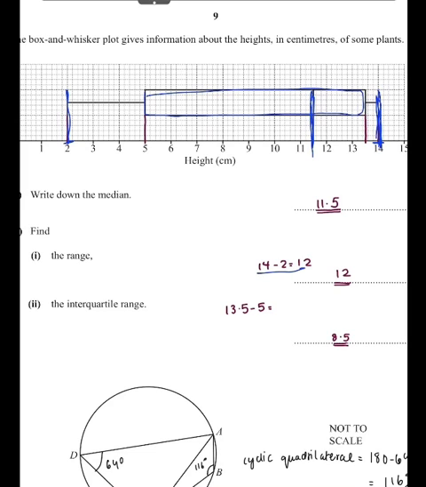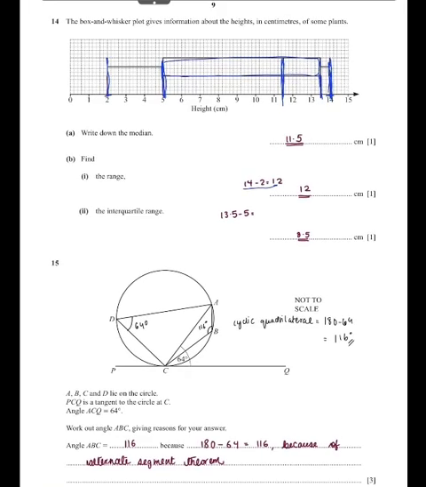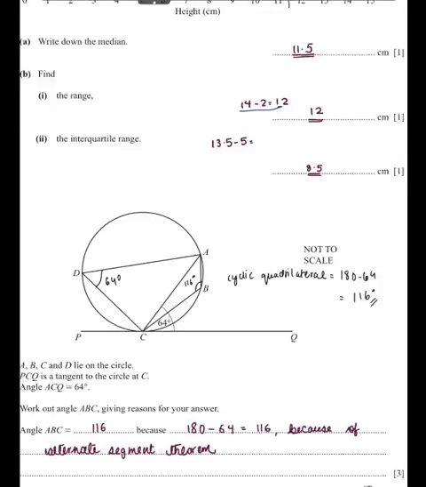Then the interquartile range, you will use the end of the box. So 13.5 and this is 5. So you can just do 13.5 minus 5, which is 8.5.